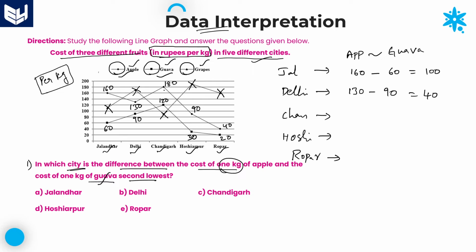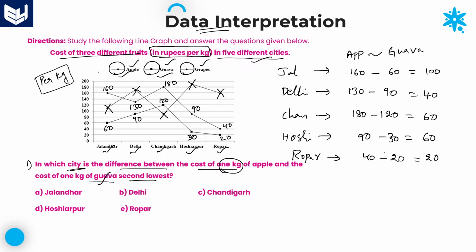And third city, Chandigarh. In Chandigarh, apple costs 180 whereas guava costs 120. The difference between those two values is 60. And next, the fourth one, Hoshiarpur, where apple costs 90 and guava costs 30, therefore the difference is 60. And the last one is Ropar. In Ropar, apple cost is 40 and guava cost is 20. Therefore, the difference is 20.